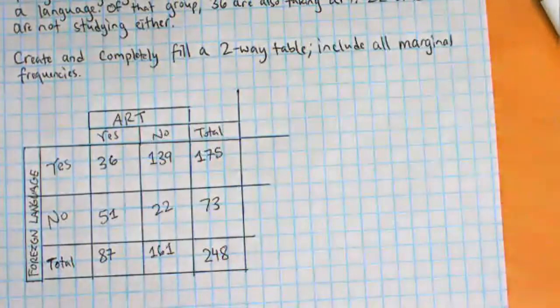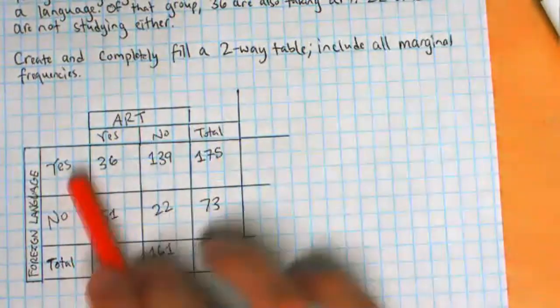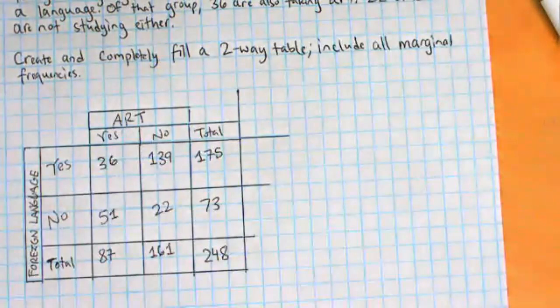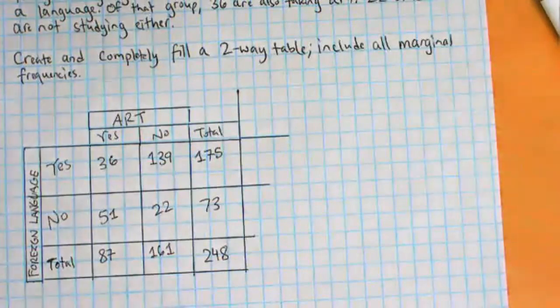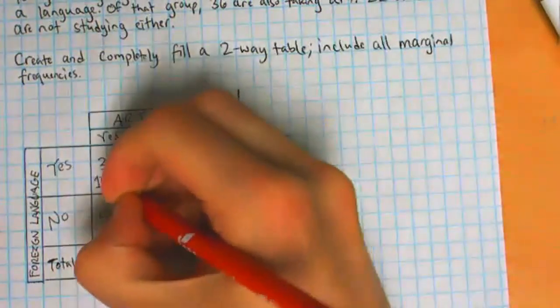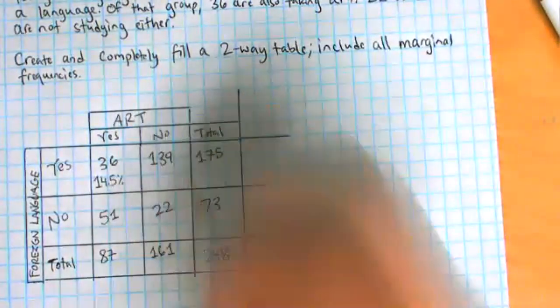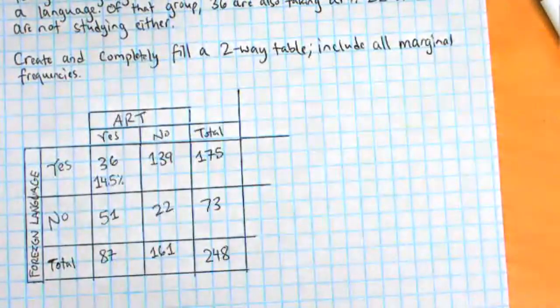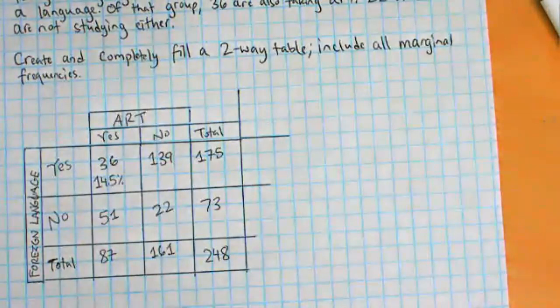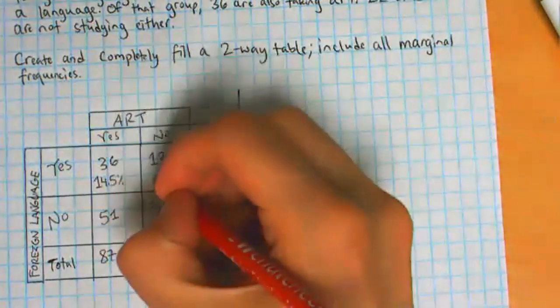So if we start with the number of students taking both a foreign language and art, that's 36. That's 36 out of the 248. And 36 divided by 248 gives us 14.145, which I will round to 14.5%. Then let's look at the number of students who are taking a foreign language and are not taking art, which is 139. 139 out of 248 gives us 56.0%.